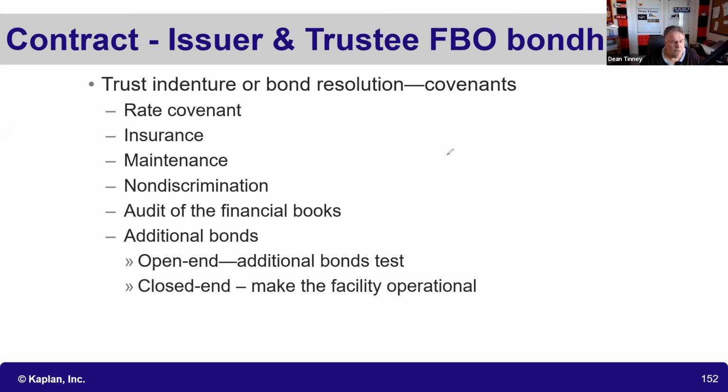And again, we want the bondholders to know that we're properly insured. So if those kinds of things happen, we don't want those things to happen, but if they do, we have insurance that will cover it. We have to agree to maintain the asset, because in a roundabout way, that's the collateral for our bonds.